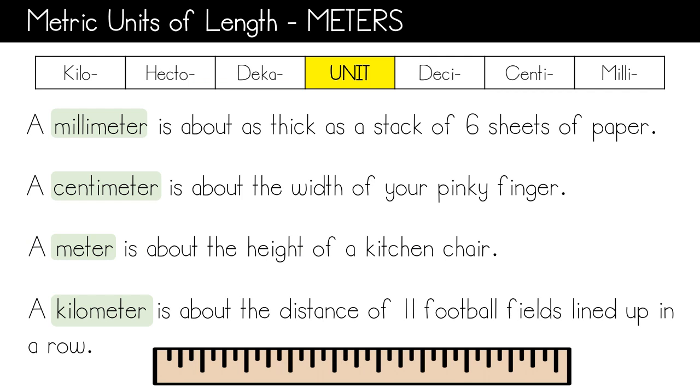So let's look at the metric units of length, and that's looking at meters. So here are just some reference estimates that give you an idea of the size of these different lengths. A millimeter is about as thick as a stack of 6 sheets of paper. That's pretty small. A centimeter is about the width of your pinky finger. A meter is about the height of a kitchen chair. And a kilometer is about the distance of 11 football fields lined up in a row.